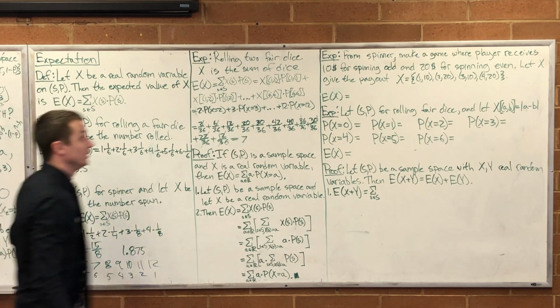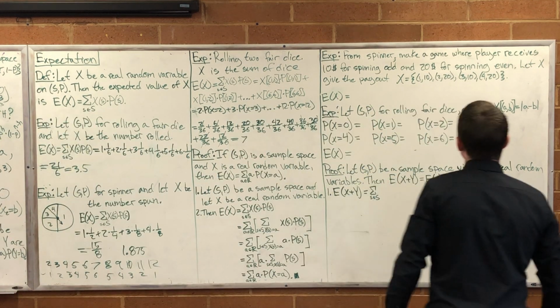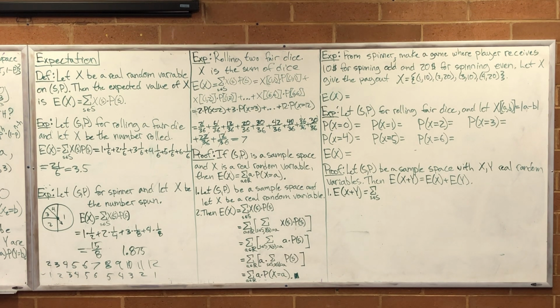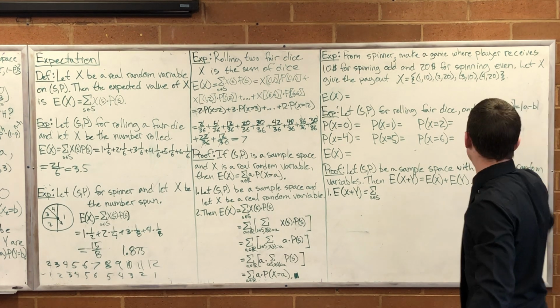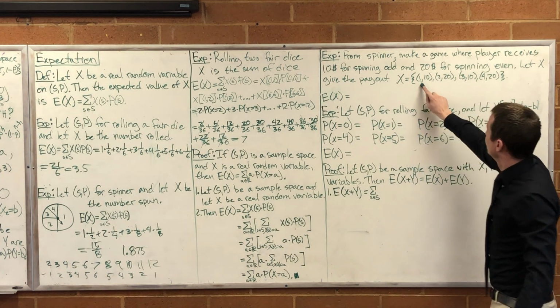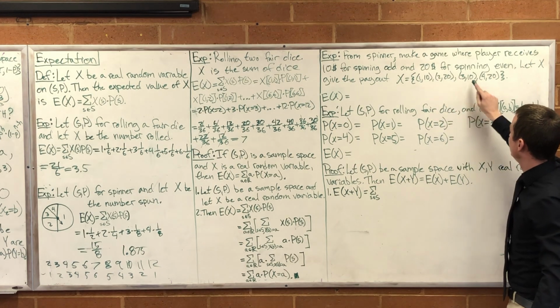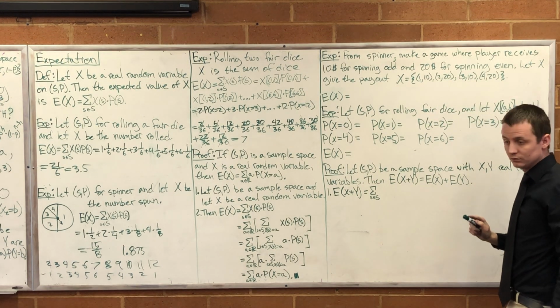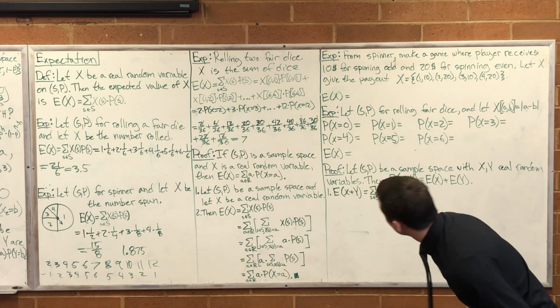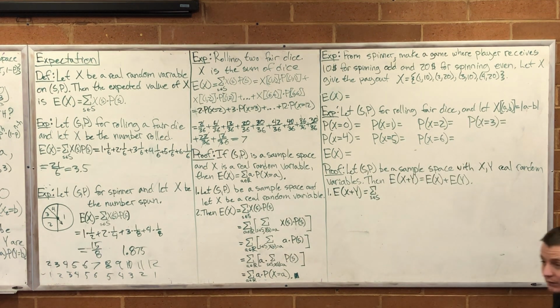Back to looking at our spinner down here. From the spinner, make a game where players receive $10 for spinning an odd and $20 for spinning an even. Let X be the payout. In other words, X assigns 10 to 1 and 20 to 2, 10 to 3, and 20 to 4. Okay, so what is the expected value of this game? How do we go about calculating this?